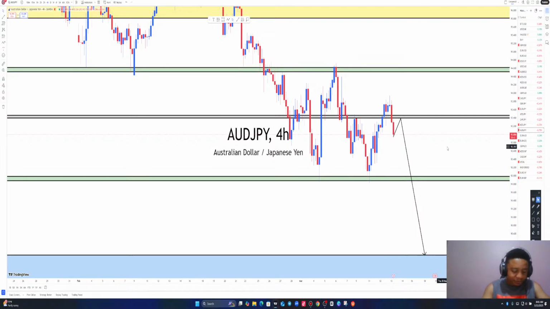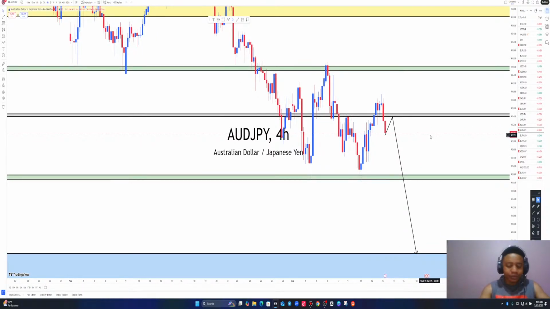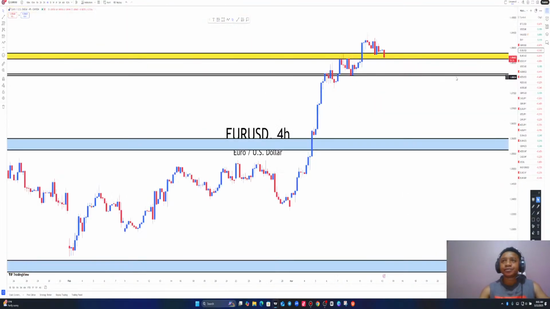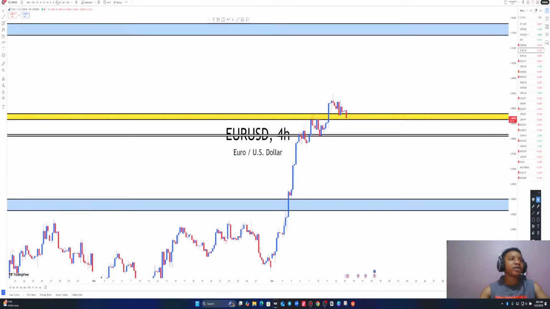Let's go to the next pair very quickly. I'm seeing Euro USD by Amesta FX. Guys, keep dropping your pairs. I'll see them and I'll analyze for you. Let's go to Euro USD very quickly. All right, so Euro USD, what is happening on this pair?